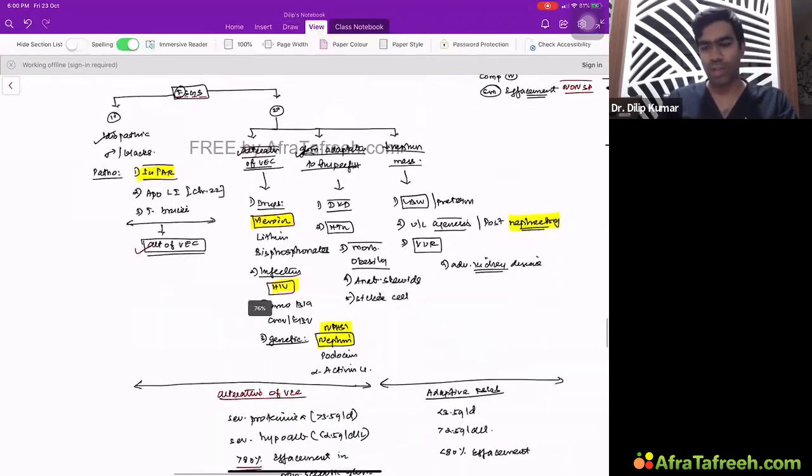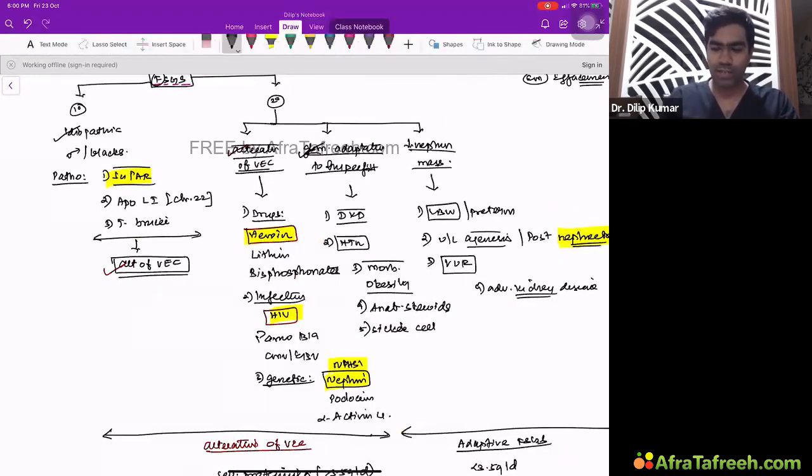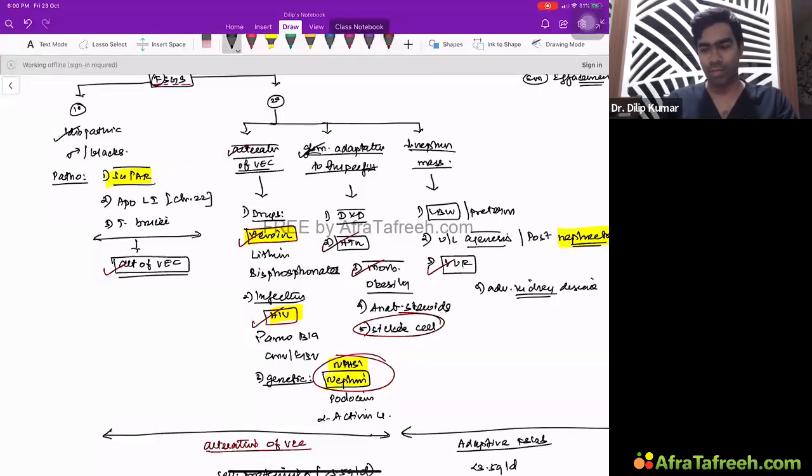FSGS is very important for exams because so many questions are there. In general, the usual areas which are very commonly asked in exams are heroin, HIV, severe hypertension, morbid obesity, then vesicoureteral reflux, sickle cell disease, nephrin type, Finnish FSGS. These are the usual things you will get in exam. So at least remember these things before going to the exam.